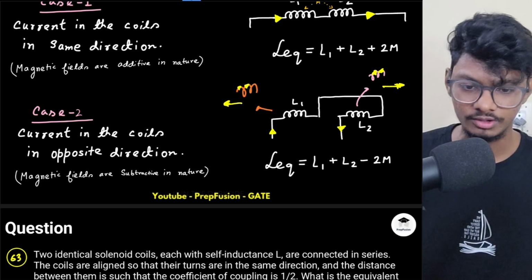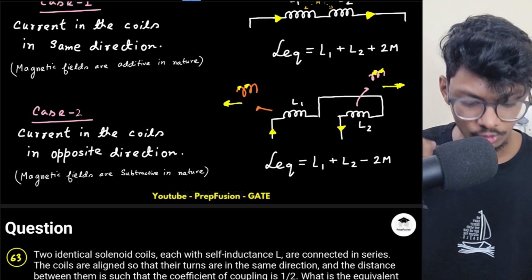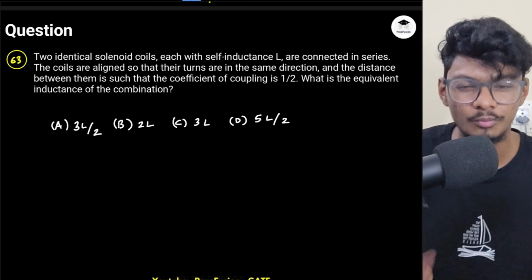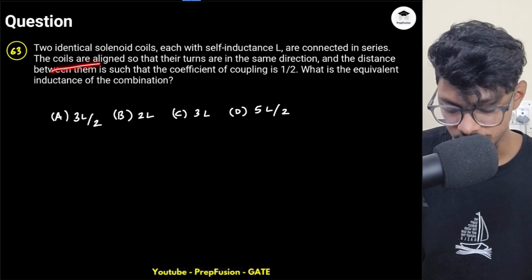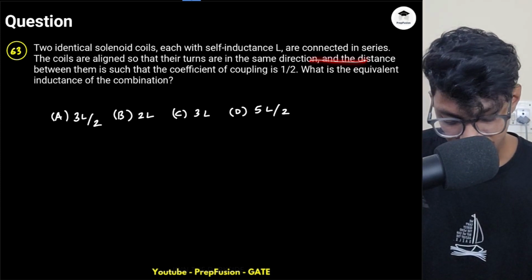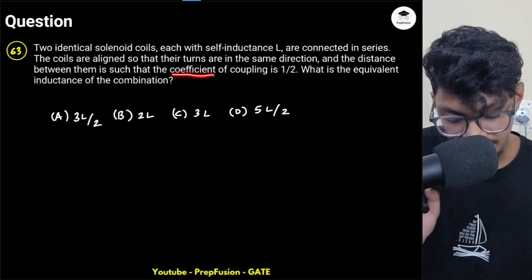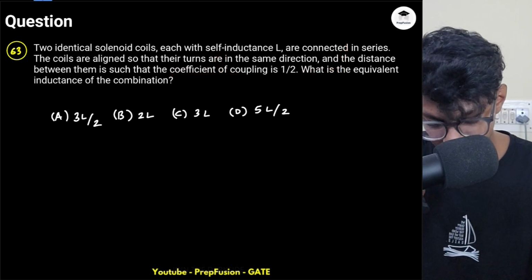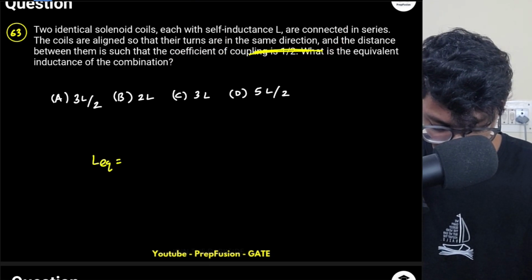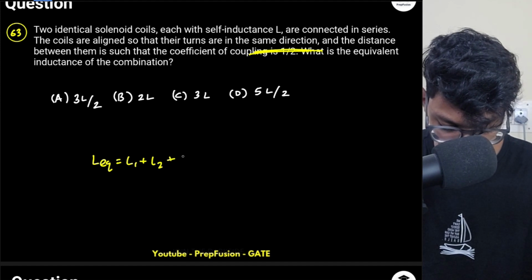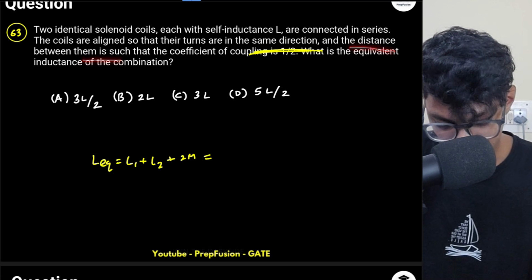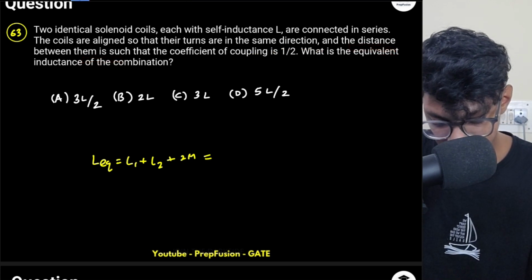Okay. So if they are oriented in the same sense, they will be additive. If they are oriented in the opposite sense, they will be subtractive. Okay. So a few basic questions are there. Let's do this. Two identical solenoidal coils, each with self inductance L, are connected in series. The coils are aligned so that their turns are in the same direction. So whenever there is the same direction, that means they will be additive. So our L equivalent will be L1 plus L2 plus 2M. The distance between them is such that the coefficient of coupling is half.